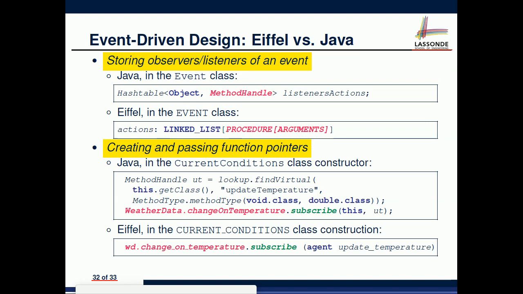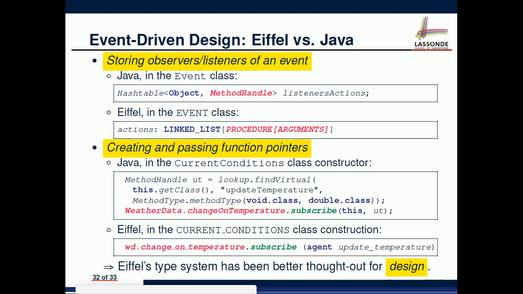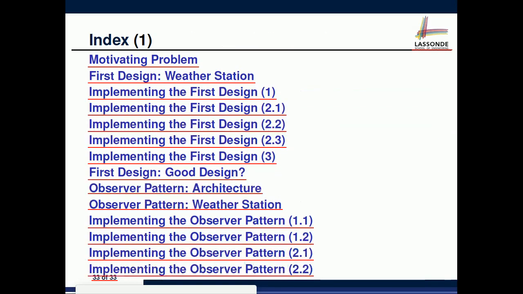All right, so in terms of design, it's just easier to do it in Eiffel, okay? But of course, later on, if you have to program in Java for your work, and you really want to implement event-driven design, you have to use method handle, unfortunately, okay? Okay, that's about the end of the lecture for observer, etc. It's quite a long lecture.